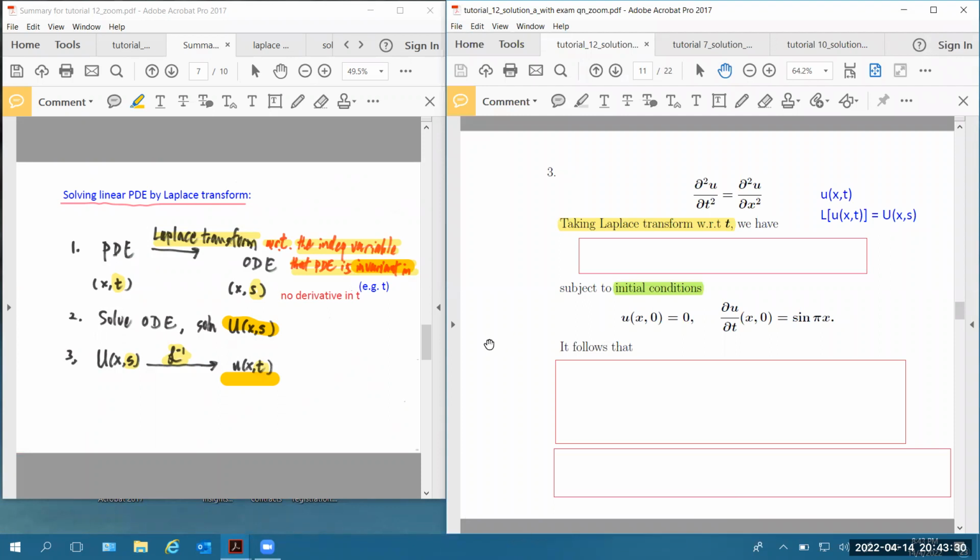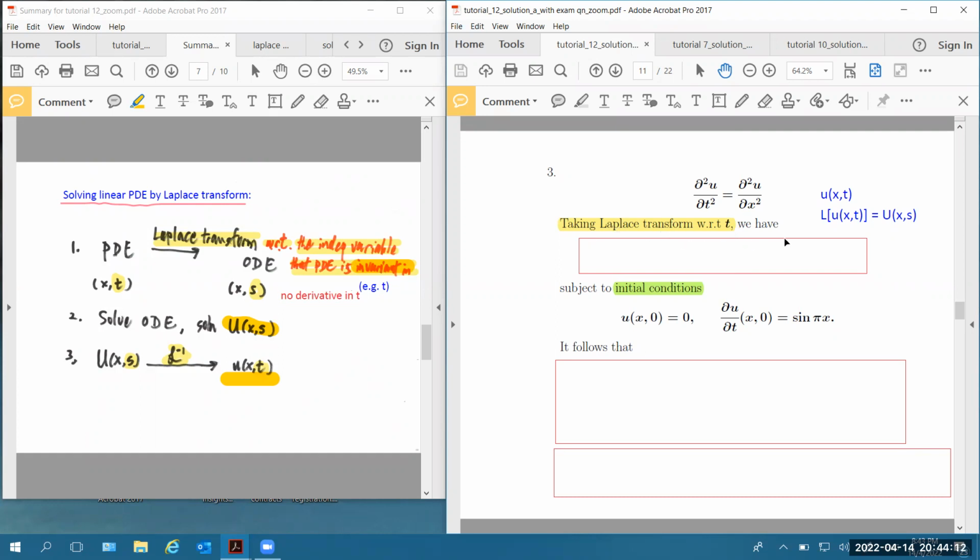Our first step is to Laplace transform with respect to the independent variable that the PDE is invariant in. Just now we know that the PDE is invariant in both T and X. Since we are always conditioned to do the Laplace transform with respect to T, let's do it with respect to T. If we did it with respect to X, maybe our mind would suddenly not turn towards that. So since it's invariant in T, we take the Laplace transform with respect to T.